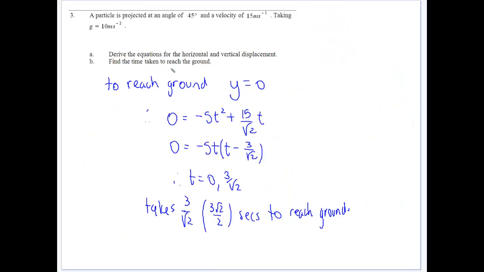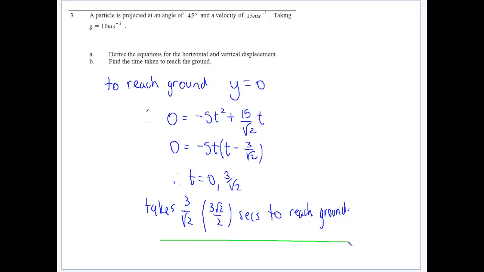Now find the time taken to reach the ground. Well, to reach the ground, we know that y is equal to 0. So we set that up as equal to 0. We get t is equal to 0, which makes sense. That's where it started from. And then 3 on root 2. So that means it takes 3 on root 2, or if you want to clean it up, 3 root 2 on 2 seconds to reach the ground there.